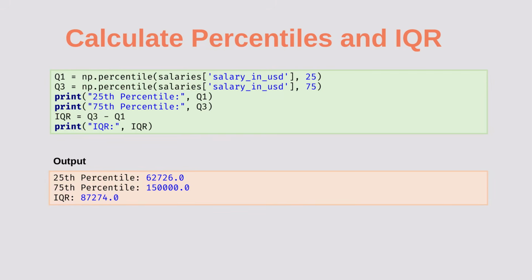We can calculate percentiles using the percentile method in NumPy. To find the 75th percentile of salary, we pass in 75. To get the 25th percentile, we pass in 25. Then we subtract the two to get the IQR or interquartile range. When we print the result, we get an IQR of about $87,000.